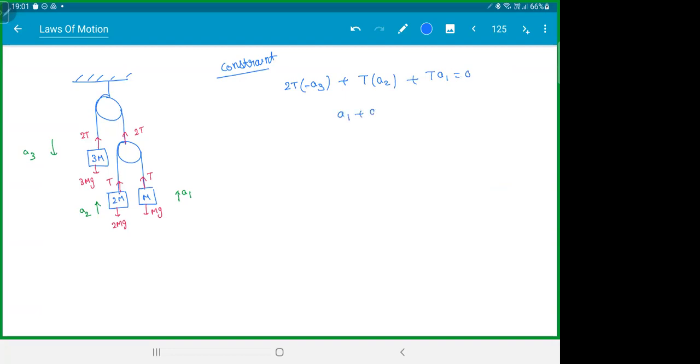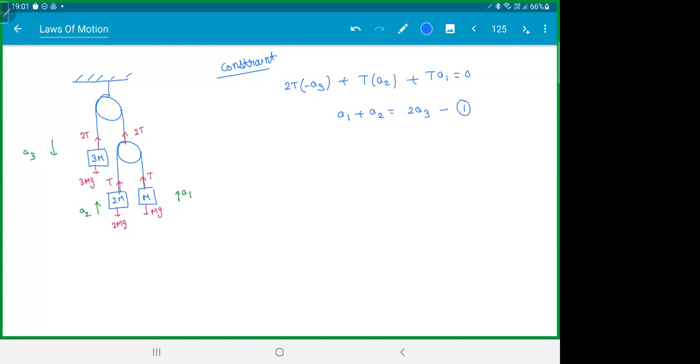So A1 plus A2 is 2A3. You can ask me, sir, how do you know A3 is going down? I don't know. How do you know A1 is going up? I don't know. You assume whatever direction you want. It won't matter. You can take A1, A2, A3 all down also, all up also. The science will take care of it. You don't worry about that. Don't decide which tension is heavy, which is going up. Just take A1, A2, A3. Let the answers take care of it. Equation 1.